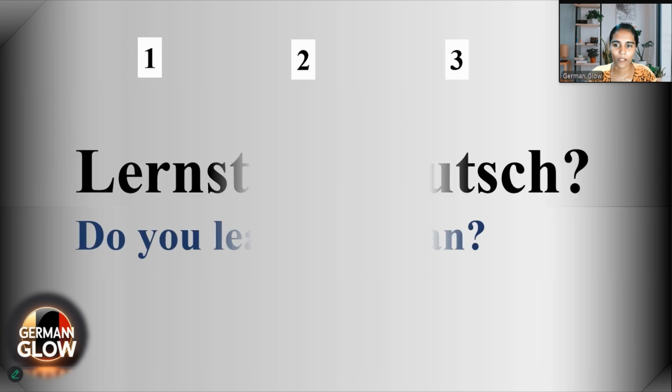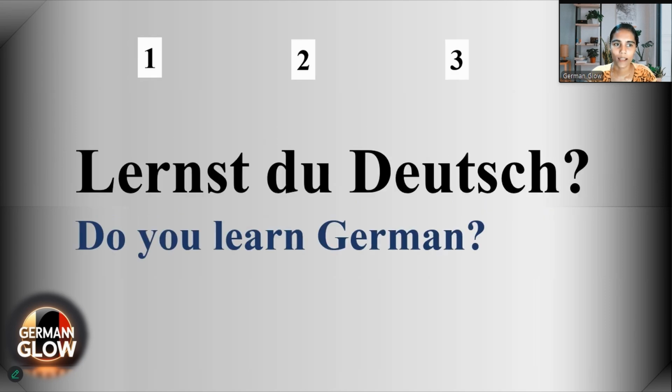An example: Lernst du Deutsch? Do you learn German? Lernst is the verb. Du is the subject. Deutsch is the object. So instead of saying du lernst Deutsch, you flip it to lernst du Deutsch to ask the question.